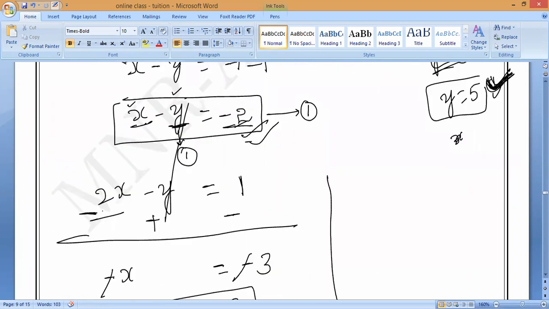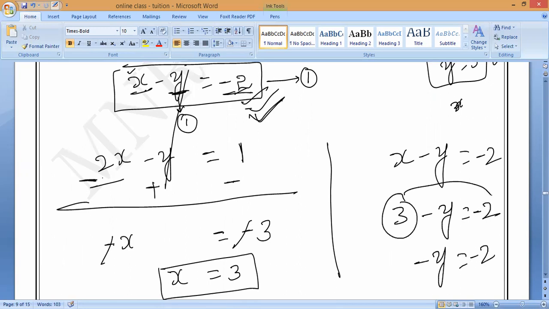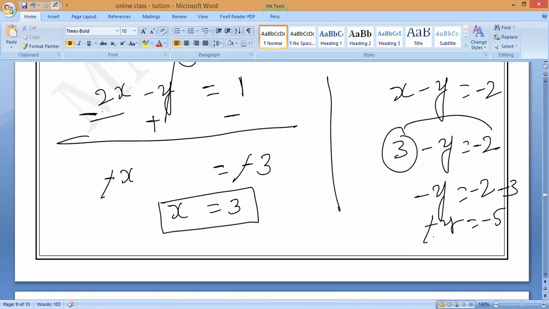Now you can substitute any one of the equation. I can substitute in the first equation. X minus y equal to minus 2. Okay, you can substitute x as 3. Minus y equal to minus 2 plus 3 comes to this side, minus 3. It is minus y equal to minus 5. Minus minus get cancelled. Y equal to 5. Okay. So therefore, x value 3, y value 5.